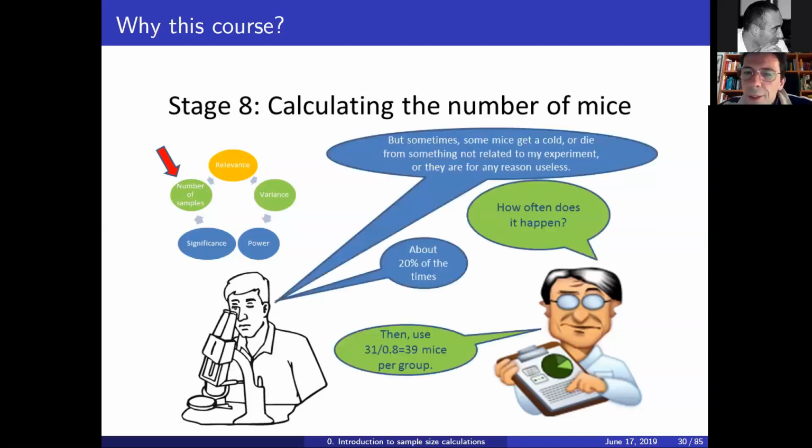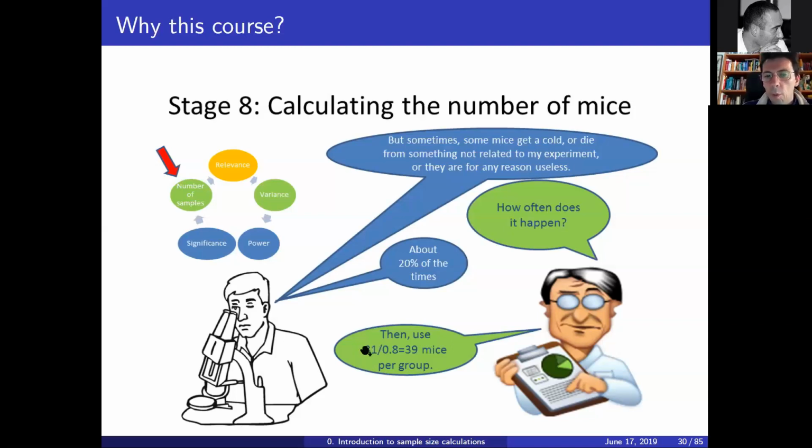Okay, but you know, sometimes mice get a cold, or they die, or they fight, or they do whatever that is not related at all to my experiment, but for this reason, or for any reason, they become useless for my measurements. Because they have died from cold, let's say, I cannot measure the lesion. And how often does that happen? Let's say that it happens 20% of the time. So I lose 20% of the animals that I use for my experimentation.